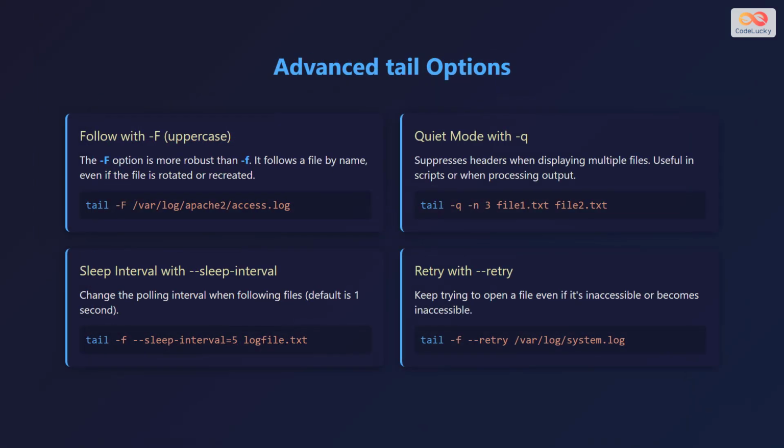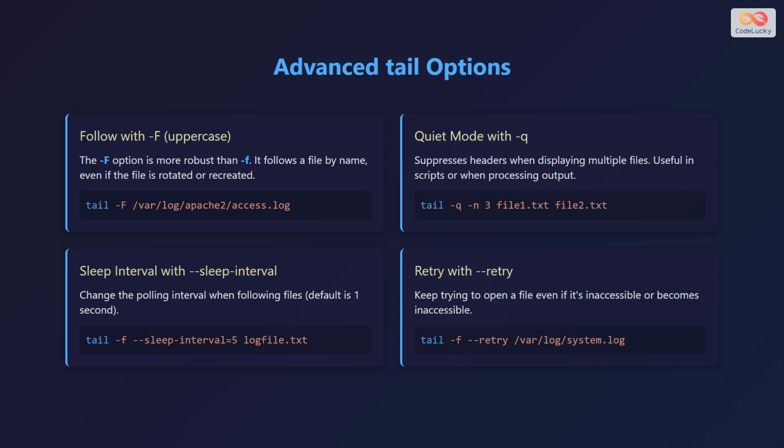The tail command has some useful advanced options. First, there is the -F option. The uppercase F option is more robust than the lowercase f. It follows a file by name and will continue to follow the file even if the file is rotated or recreated. You can use it like this: tail -F /var/log/apache2/access.log. Second, the -q option, which stands for quiet mode, suppresses headers when displaying multiple files.